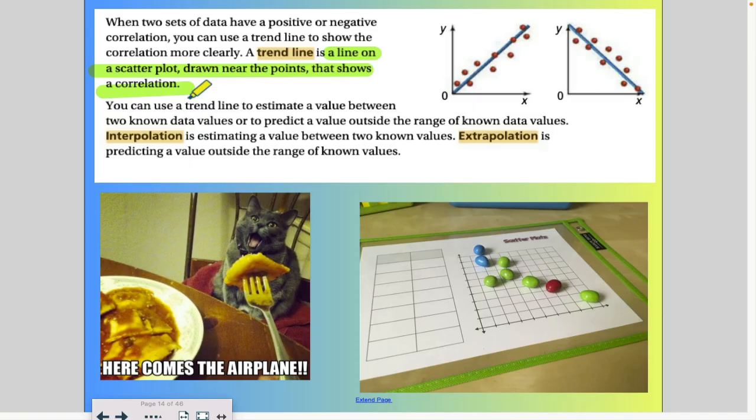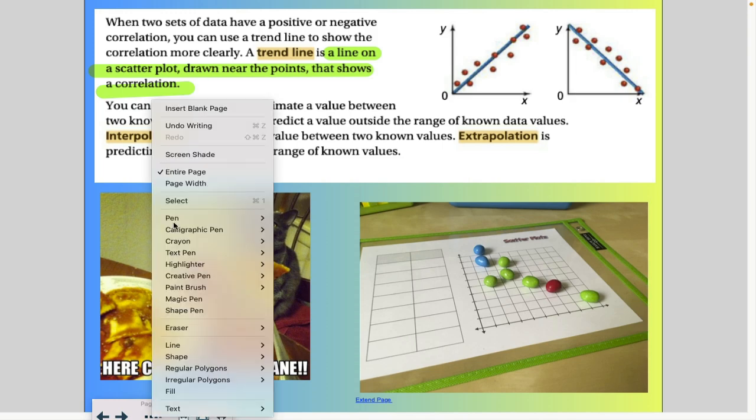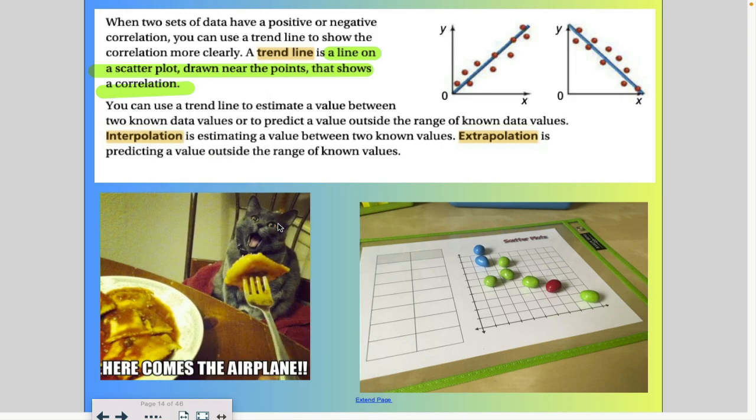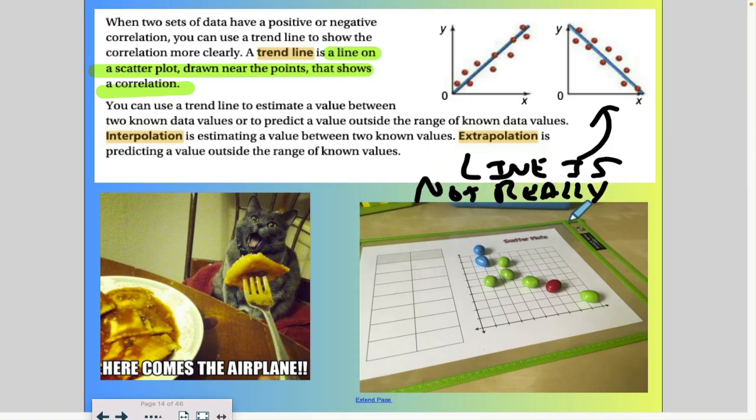We're going to work on drawing trend lines today. Now, something I want you to make note of right near this graph. You have these pictures, yeah? Can you make this note? The line is not really there. A lot of students have a hard time with this over the years, so I figured I would just put it out there. The line is not really there. You are drawing in the line to show the trend. It's not real. It's just a model that you pick. The points are there, the line is something you draw.